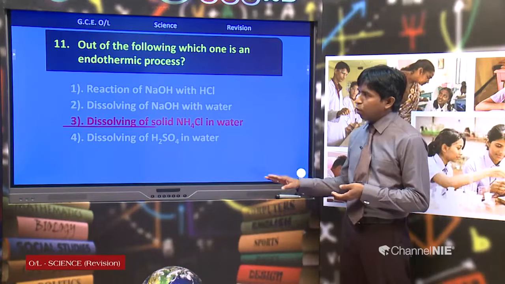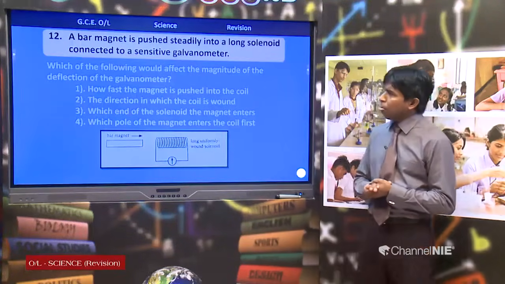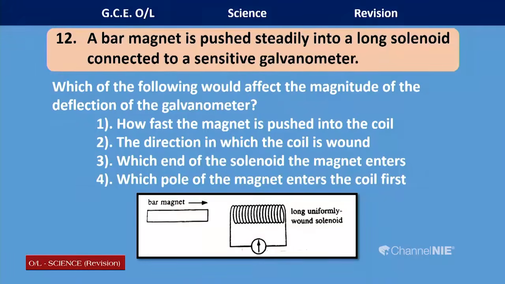Let us move to question number 12. A bar magnet is pushed into a long solenoid connected to a sensitive galvanometer. So, you are moving a bar magnet towards a coil at rest and the coil is connected to a galvanometer. Why galvanometer? To check whether there is a current or a deflection. What happens when you move the magnet towards the coil? Electricity is generated in the coil. This comes under Faraday's electromagnetic induction, grade 11, chapter 13.